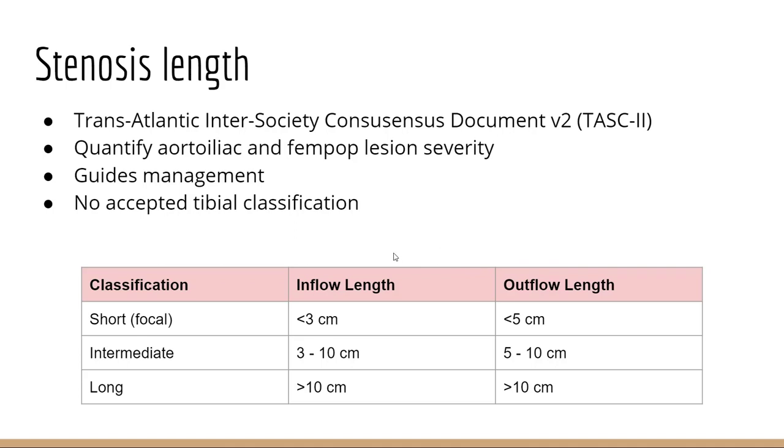And basically, in terms of inflow, length of stenoses, short or focal, I'll usually use the term focal, being less than 3 centimeters, intermediate 3 to 10, and long more than 10, whereas the outflow below the inguinal ligament, focal or short, is considered less than 5, intermediate between 5 and 10, and long greater than 10. The main reason being, I think at least, I haven't actually come across any reasoning behind these, but the iliac stents are approximately 3 centimeters in length, 2.7 actually, at least the ones commonly used, whereas the smallest length for fempop lesions are 5 centimeters. So I'm thinking that's why they came up with this classification system, but I'm not entirely sure.